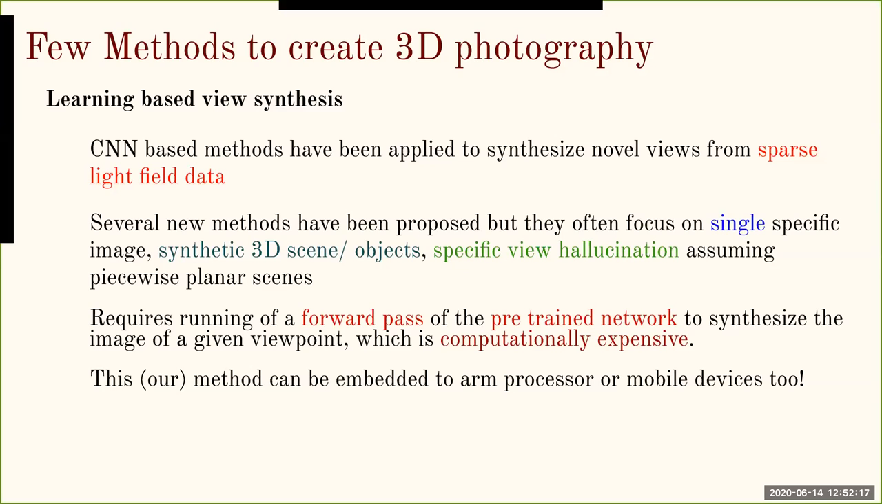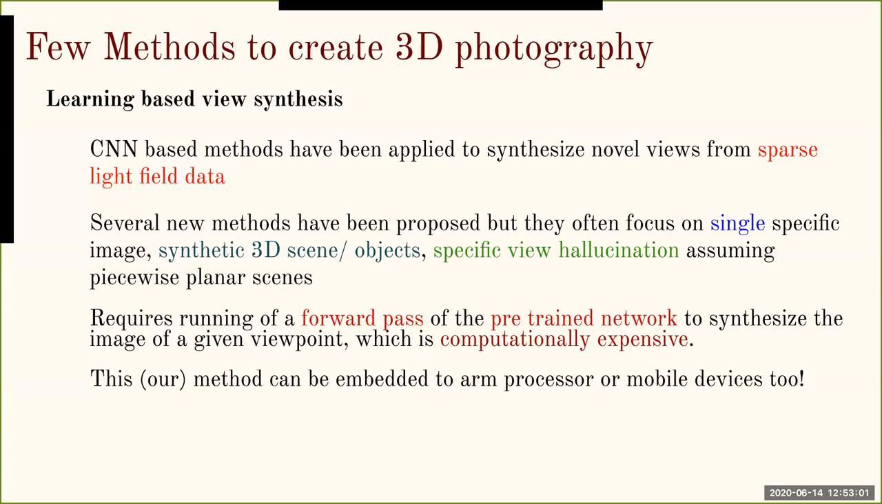Several methods have been proposed, but they often focus on a single specific image, like synthesizing a synthetic 3D scene or object, or specific view hallucination, assuming specified scenes. What it is saying is that earlier methods, before this 2020 paper, only handled a single specific constrained image. Suppose an image contains a child in the foreground, it will only focus on the child, not on all the layered depth image and synthesized regions. So they are very constrained to a certain environment.